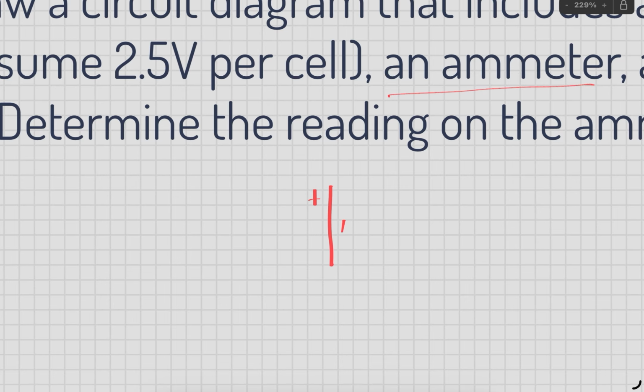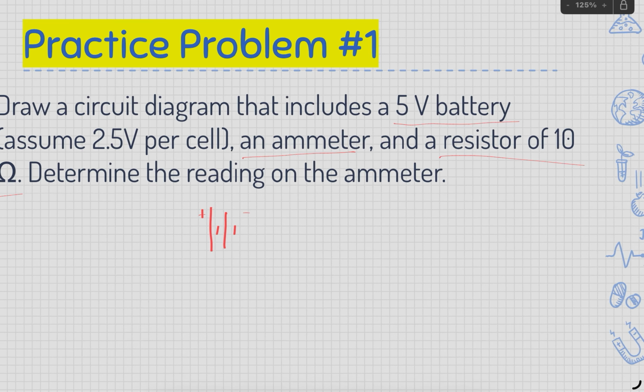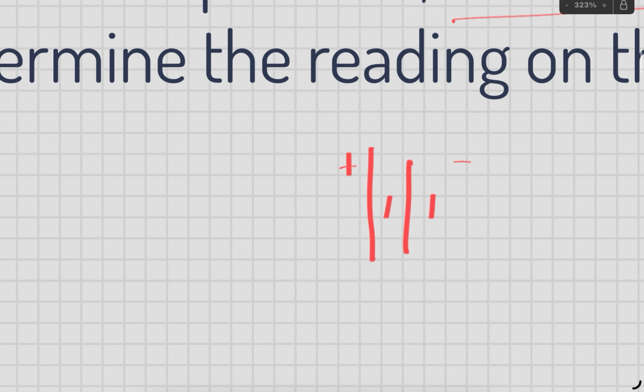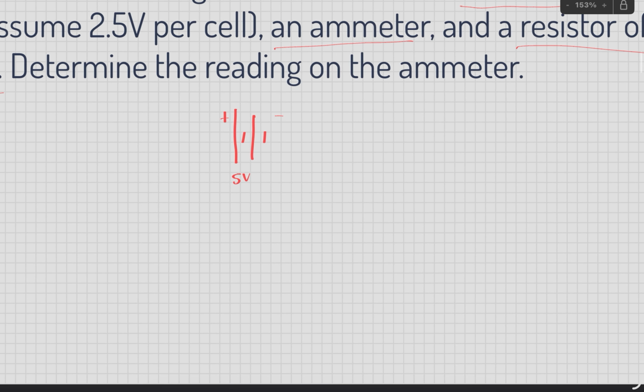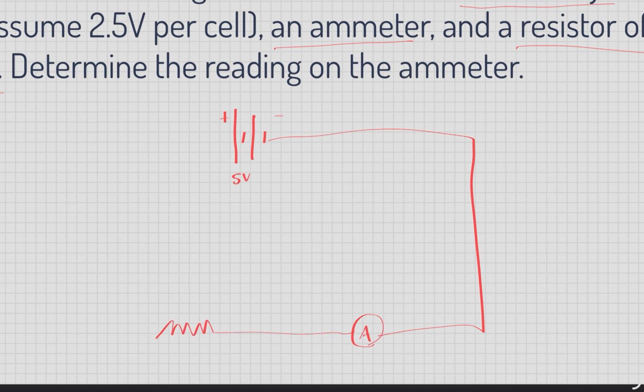Positive like this, like that. Label that as the negative side. Now we just label that as 5 volts real quick, even though it's kind of self-explanatory. From there, what we can do is create a line. It's asking for an ammeter. An ammeter symbol is simply an A. And it's also asking for a resistor, which is just a squiggly line.